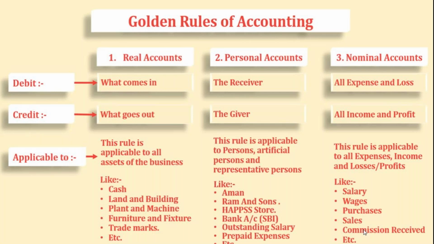So that's why I've given it here. This rule is applicable to all expenses, income, losses or profits. So debit all expenses and losses, credit all the incomes and gains. Examples I've given here: salary, wages, purchases, sales, commission received, etc. Okay, so this is very important to understand for us to pass the vouchers. Right. So now we will begin with the contra vouchers.